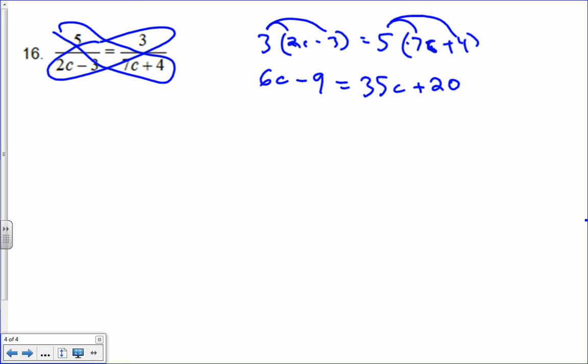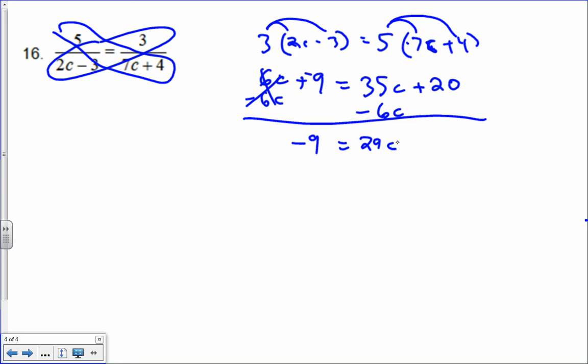Now remember, let's get the variables to one side first. I'm going to actually change this to a plus -9 so I don't forget that that's a -9. But I'm going to subtract 6c from here and do that from the other side. I have -9 equals 29c plus 20.